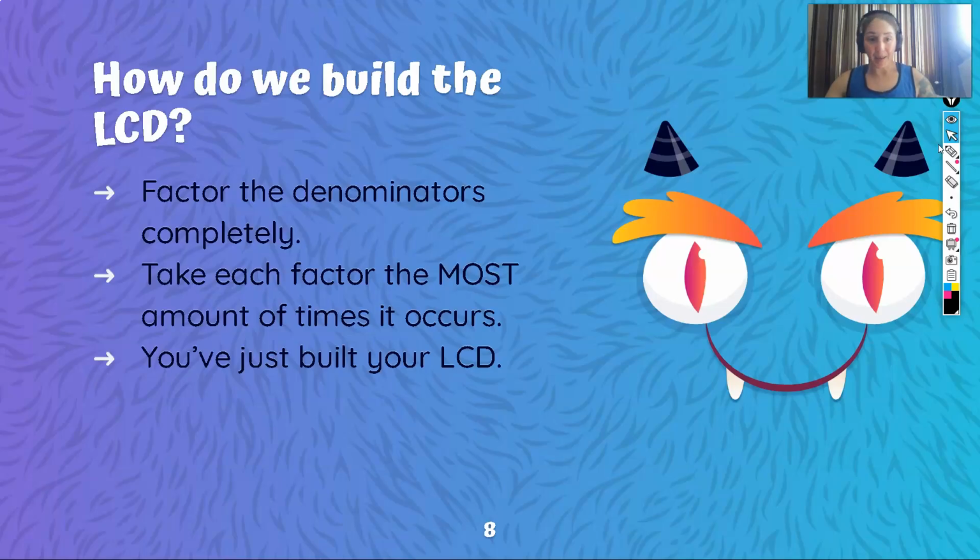So again, the steps. Factor the denominators completely. Take each factor the most amount of times it occurs. Multiply them together. That's your LCD.